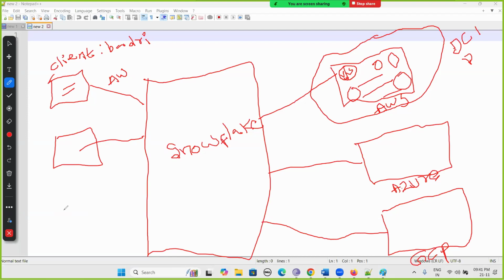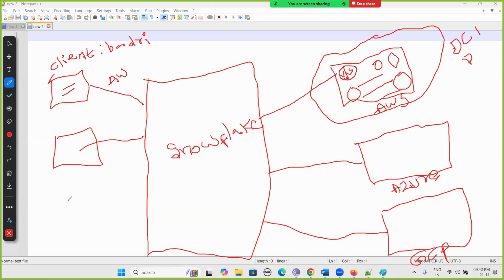One more thing. These three major clouds already have data warehouses, right? AWS has Redshift, GCP has BigQuery, and Azure I think has Synapse or something. Yes, correct, each has its own data warehouse. Then what makes Snowflake differ from those three?